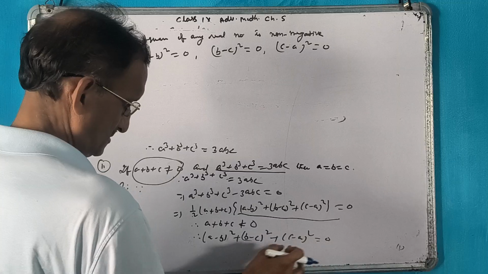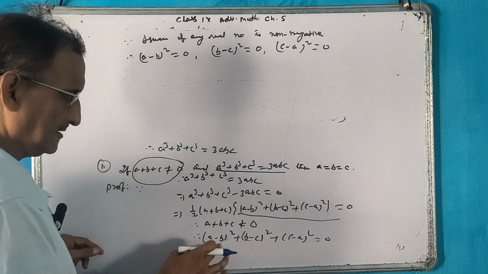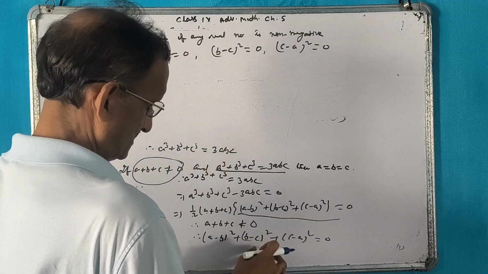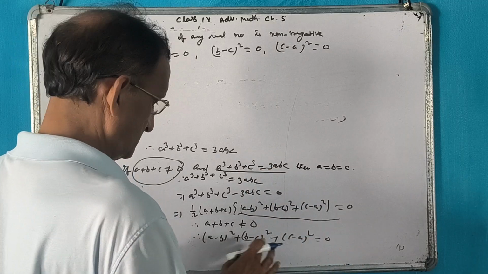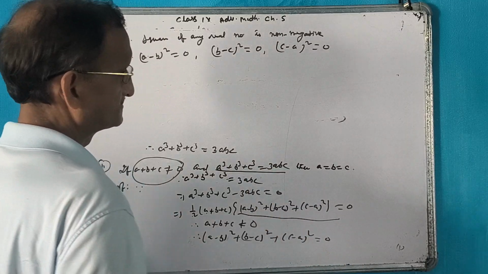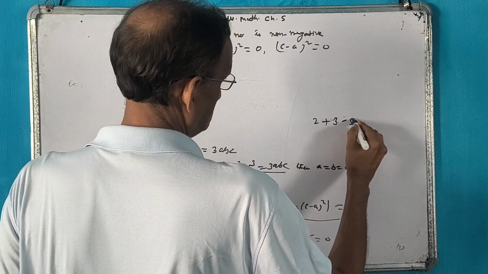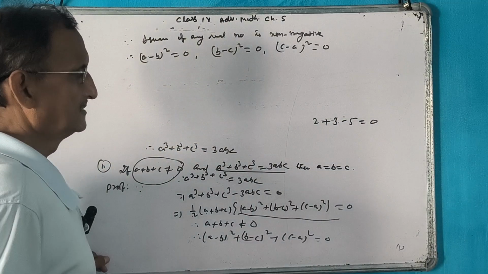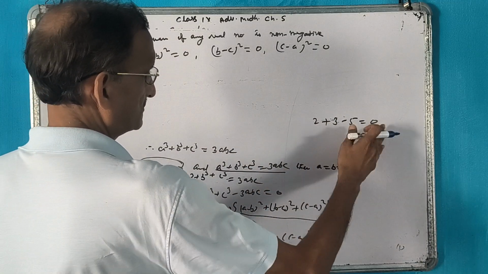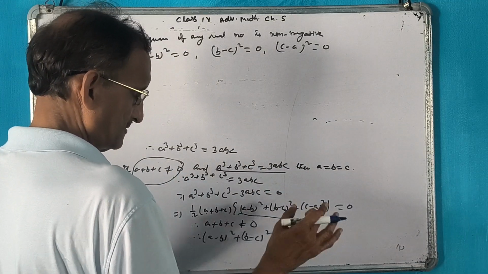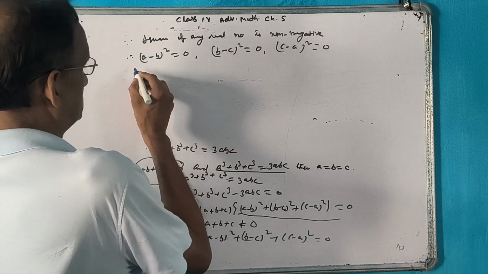The sum of these three will be 0 only if all three are 0, because they are all squared numbers, and a squared number is always non-negative. None of the three will be negative. If at least one were negative, then we could get 0, but if all are non-negative and the sum is already 0, it is only possible if all three are equal to 0.